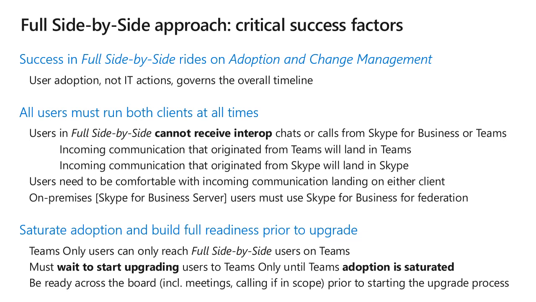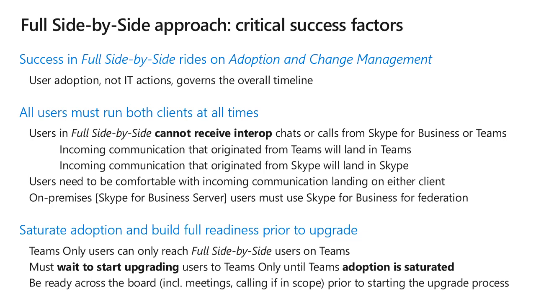The third critical success factor here is to saturate adoption and build a full readiness plan prior to upgrading anybody in the organization. And again, we reiterate, if you are in Teams only, that final end state, you have been upgraded, you can only reach a full side-by-side user in the Teams application, right? Because there's no interop. That Teams only user can't reach the person in Skype because there's no interop. We have to reach them on Teams, which means if you don't have that deployment done of the Teams application, you don't have the adoption there, you may strand some of your users where they're not able to communicate properly.